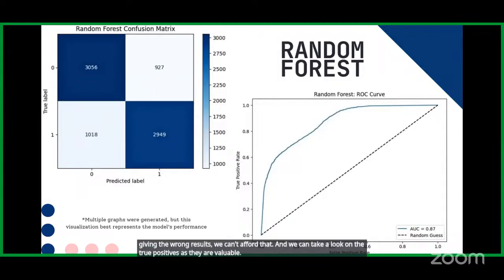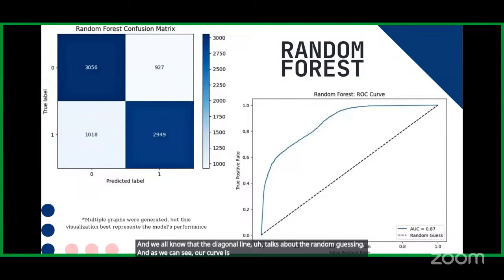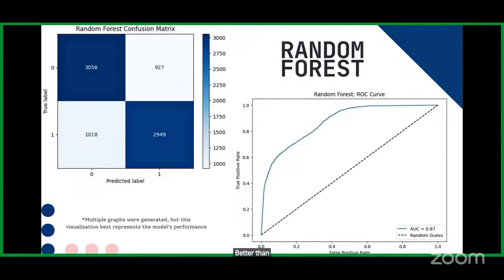For the ROC curve, the x-axis is the false positive rate, the y-axis is the true positive rate, and we all know that the diagonal line represents random guessing. As we can see, our curve is near the top left, so our model worked a bit better than the other models which we tested.